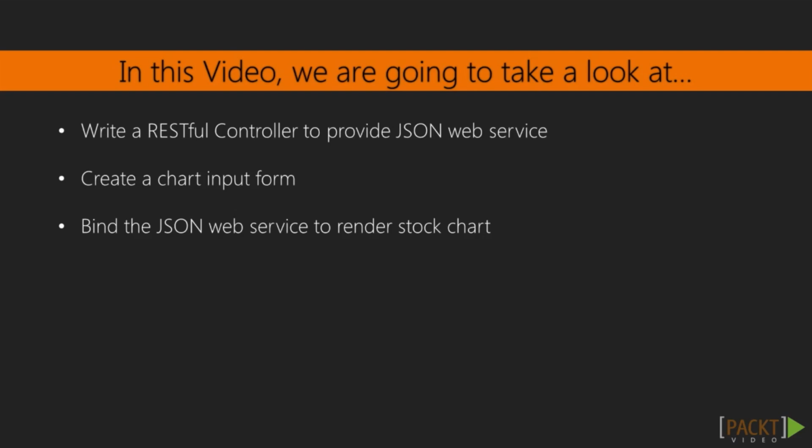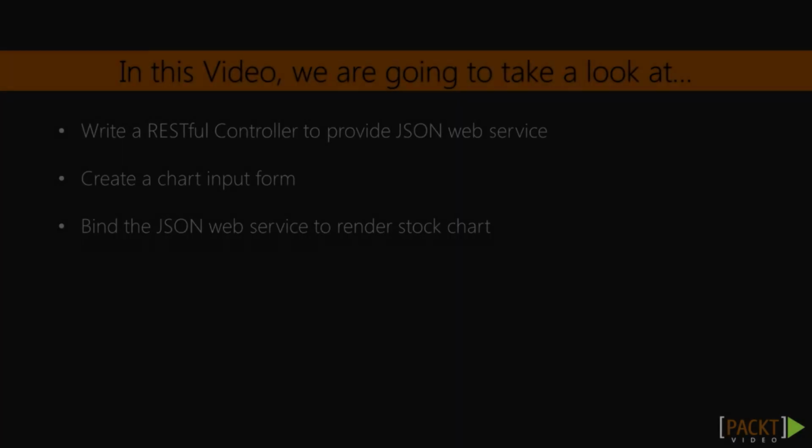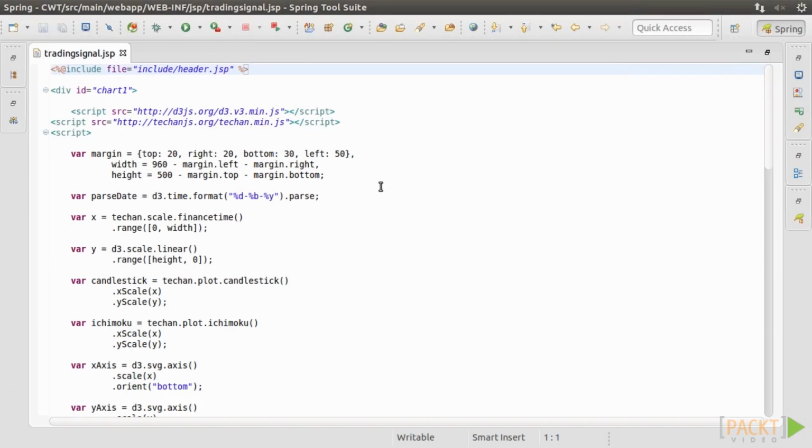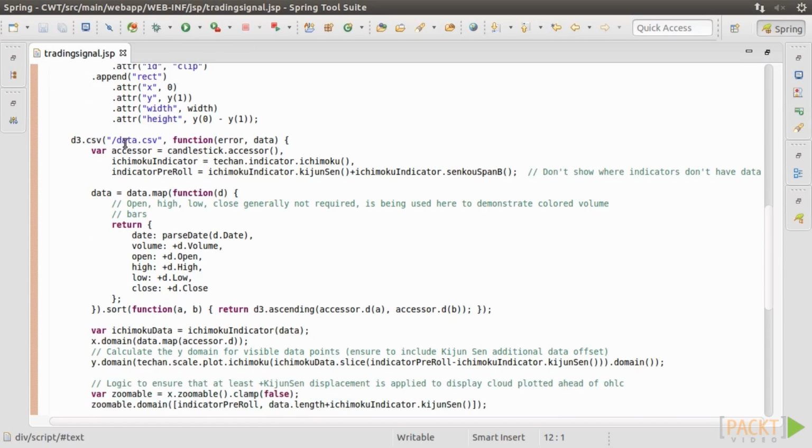We'll build a form to input a stock symbol and render the stock chart using techan.js. We'll learn about how to integrate the RESTful web service with techan.js behind the scenes. When we look at tradingsignal.jsp that we built earlier, we see that the data for the stock chart is hard-coded in data.csv. The JavaScript code here reads data.csv and converts each column into the respective data type. The columns include date, volume, open, high, low, and close.